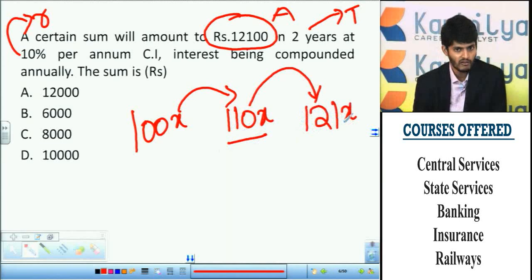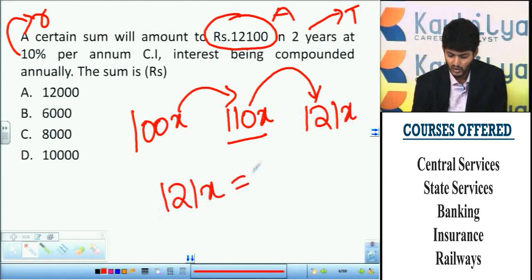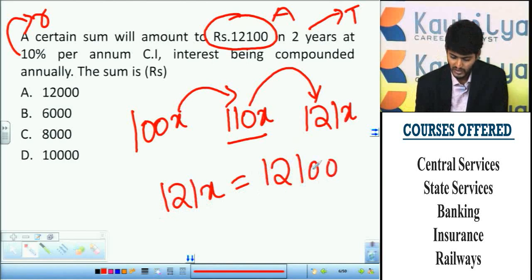121x. So the effective compound interest of 10% and 10% is not 20%, but it is 21%, as you can see in this problem. So finally you can equate 121x to 12100. So from this you can calculate x is equal to 100.